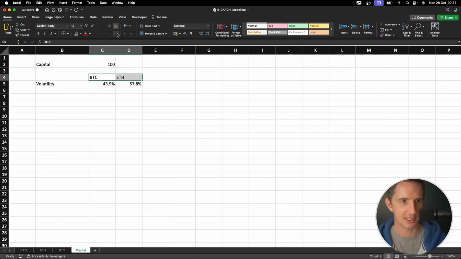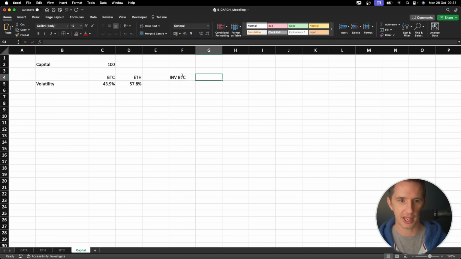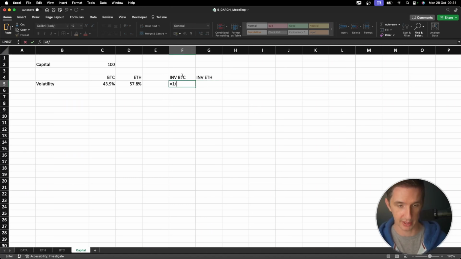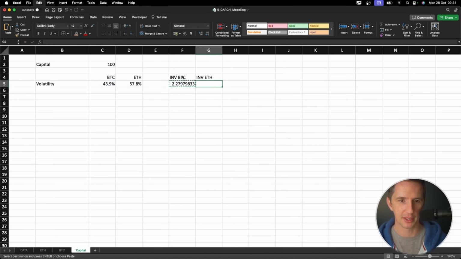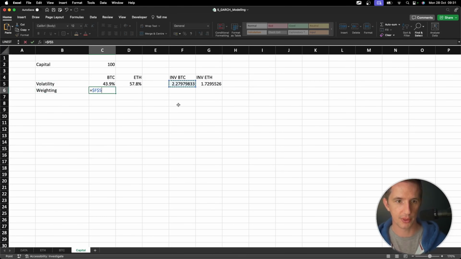57.8% volatilities. So one way I could calculate this is just getting the Bitcoin inverse, and the same here for Ethereum. So that just means that's equal to 1 divided by that number. And the same for this one over here. And then what I can do here is just put weighting, and that's going to be equal to that number divided by their total, and the Ethereum number divided by their total as well. So I'm just going to move that along there.